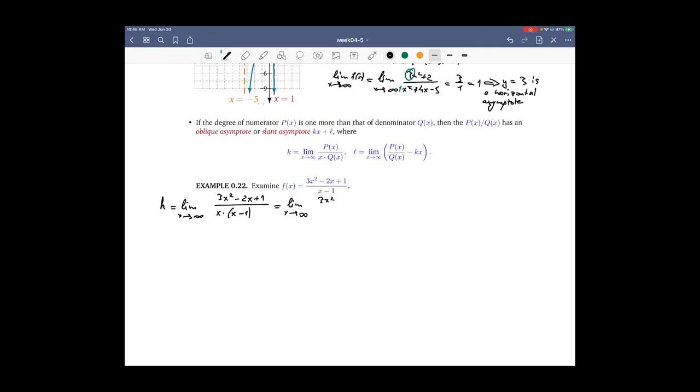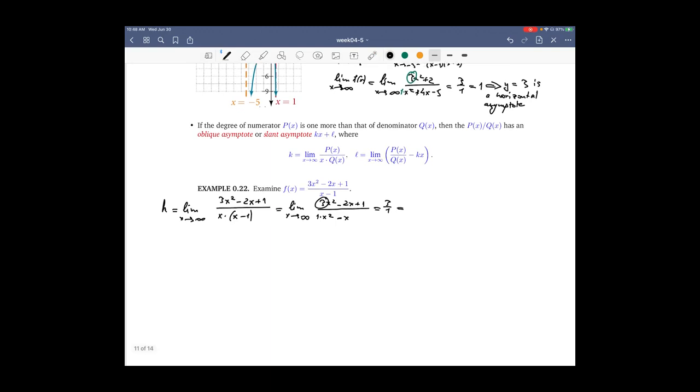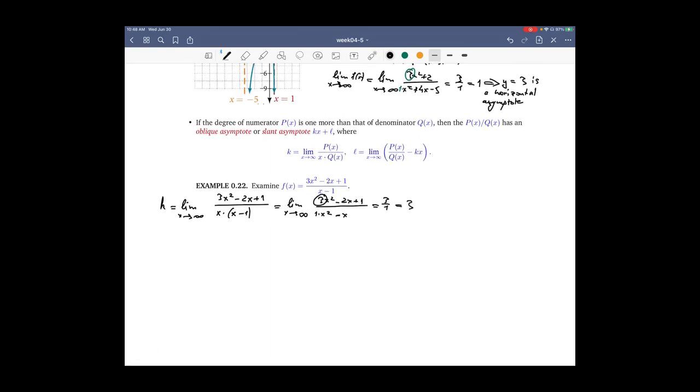Now a little algebra. We see that now we have the ratio of two polynomials of equal degrees. Both are of degree 2. And as we know, the limit in this case is simply the ratio of the leading coefficients, 3 and 1. So k equals 3.